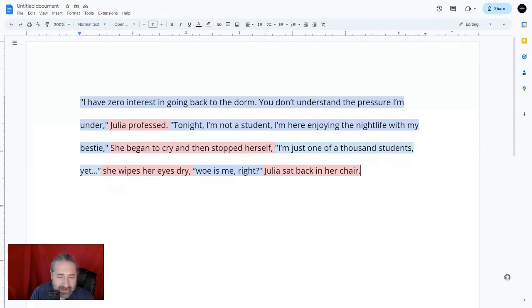A lot is going on there. There's a lot of emotion going on. All right. Using the same above, this might be an example of a bad read.